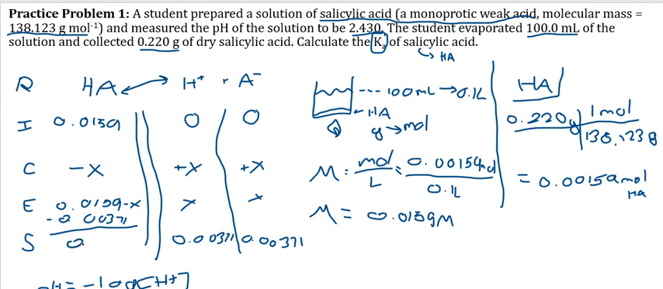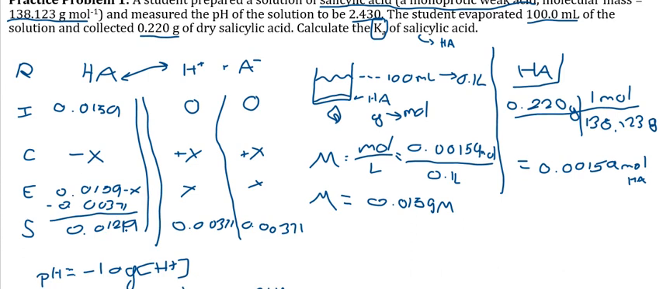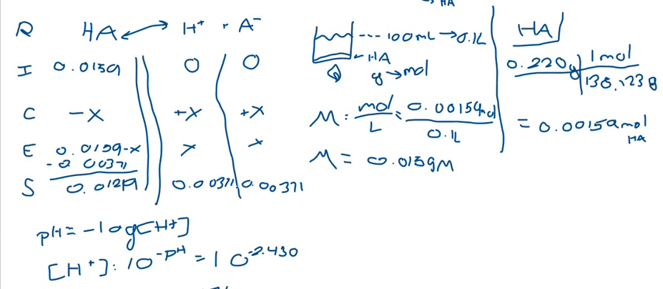So we get our equilibrium is equal to 0.0121. As we can see, the dissociation of our salicylic acid did have a significant impact on our equilibrium concentration of salicylic acid, to the extent that to the appropriate number of sig figs you can see that change.